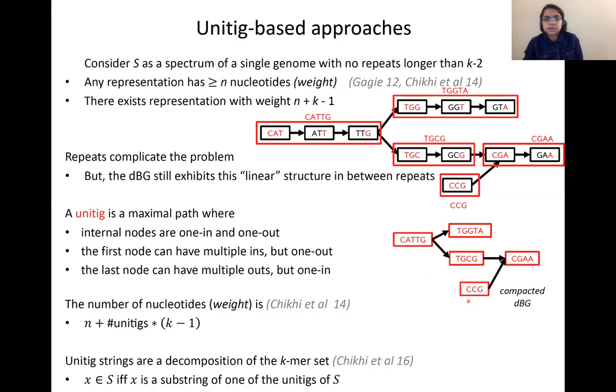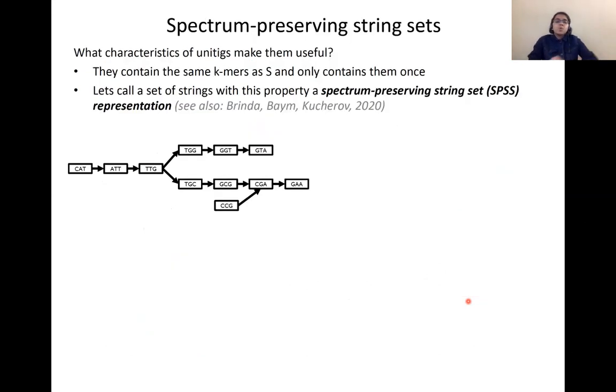And vice versa. So what is so special about unitigs that makes them so useful? It is this characteristic that they contain the same k-mers as S and only contain them once. Let's call a set of strings that honors this property a spectrum preserving string set.